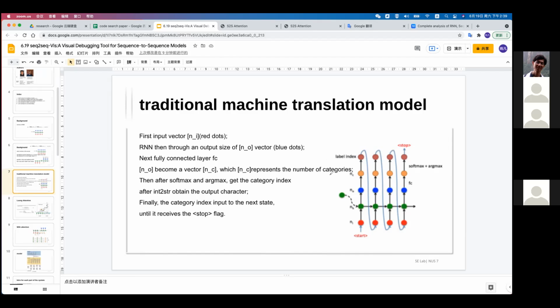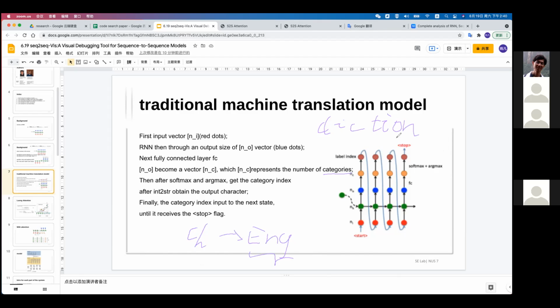From my understanding, the category means the number of words, like the dictionary. For machine translation, if you want to go from Chinese to English, then the category may be the English words, the traditional and common English words in the dictionary. And NC represents the number of categories of this dictionary.